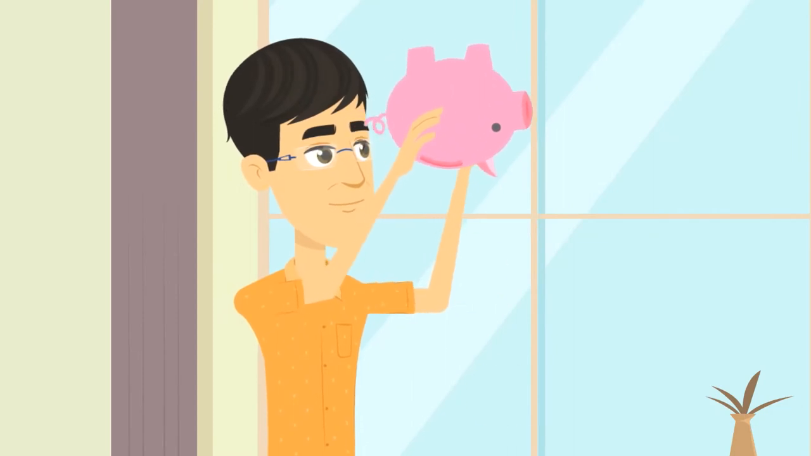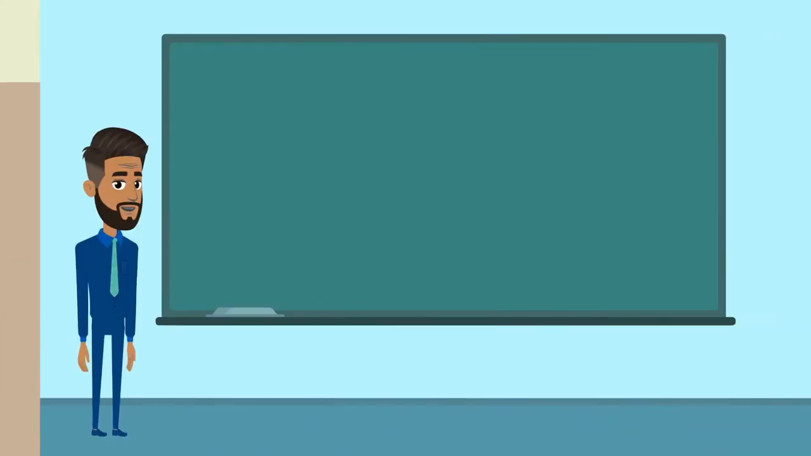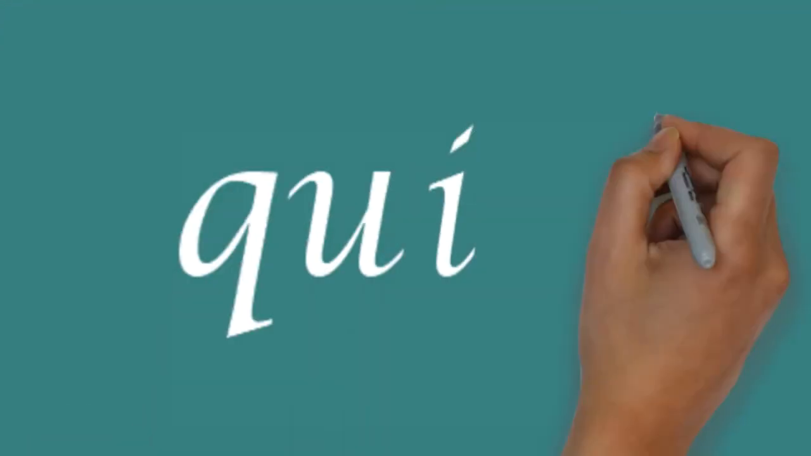Next up is Quinton. Oh dear, look, he's dropped 1 pound. This is sometimes called a quid, and on it, the face of the queen. Now, you may have heard quid and queen. Let's practice quid.